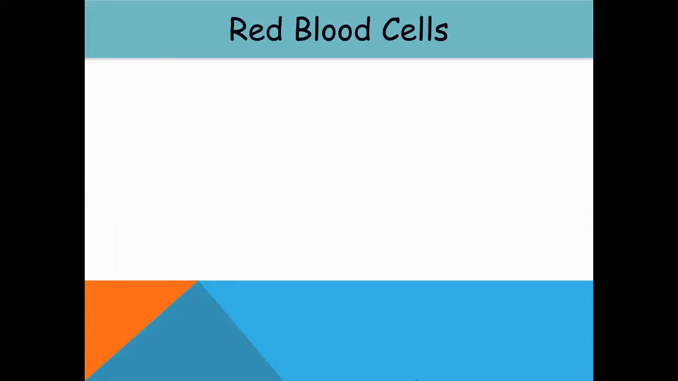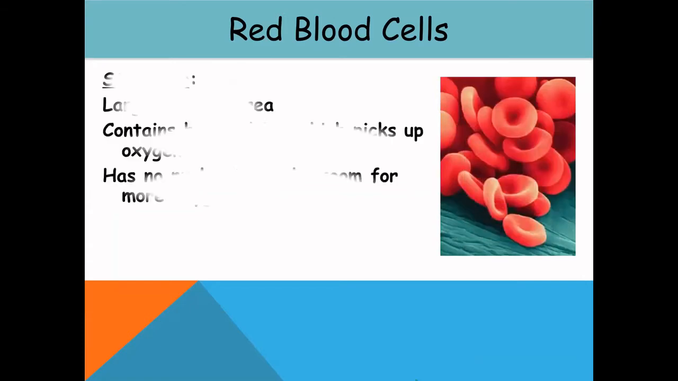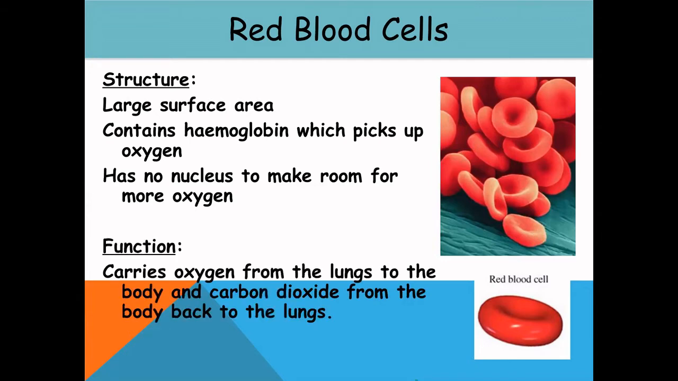Red blood cells. What are red blood cells? Red blood cells have large surface area that contains hemoglobin. I'll say it one more time. The word is hemoglobin. Hemoglobin, which picks up oxygen. And another thing we must remember with the red blood cell, a red blood cell doesn't have nucleus to make room for more oxygen. What is the function of the red blood cell? It carries oxygen from the lungs to the body and carbon dioxide from the body back to the lungs.